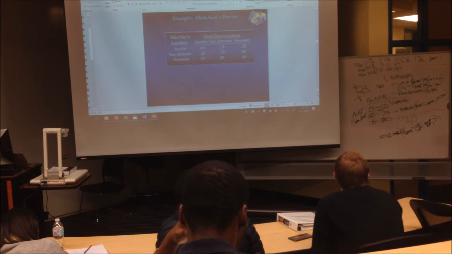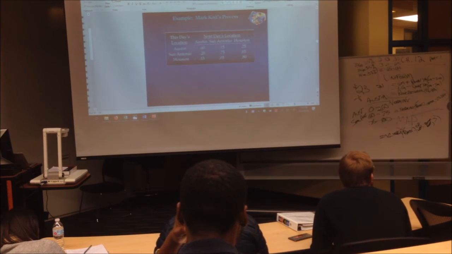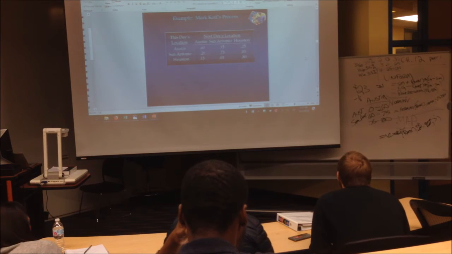0.02. If you're in Austin today, most likely you will be where tomorrow? Austin. You get it. All right. Now look at San Antonio. It also adds up to 100% chance.